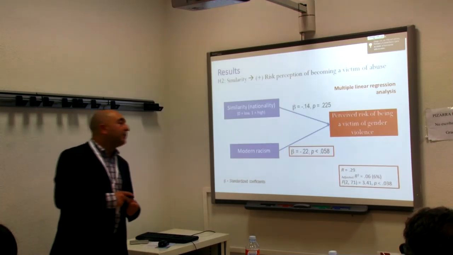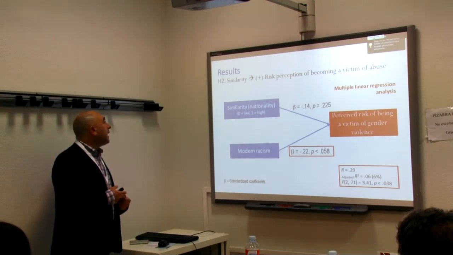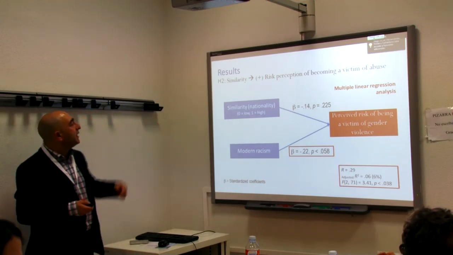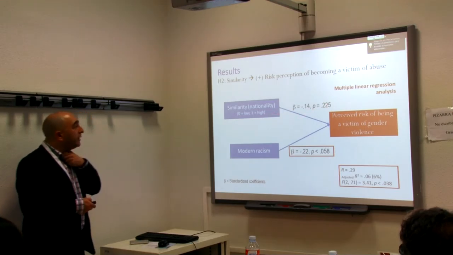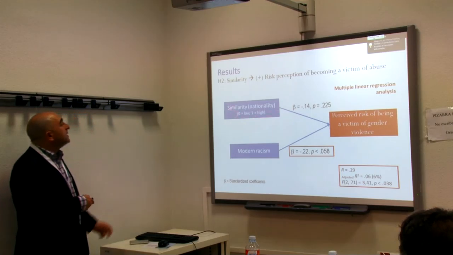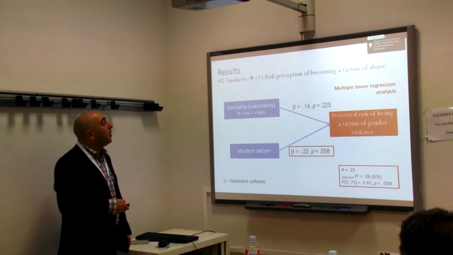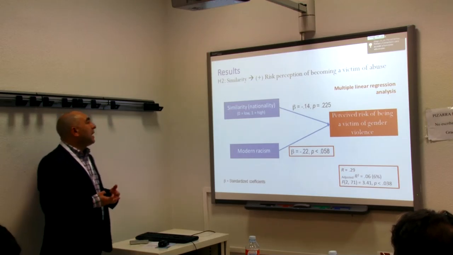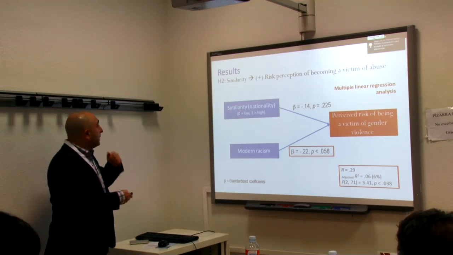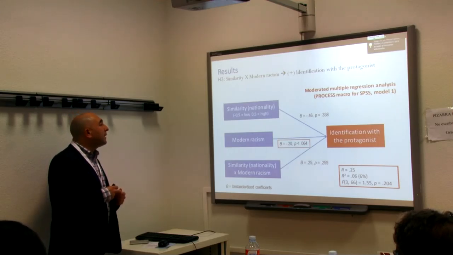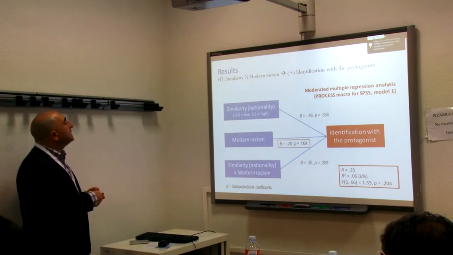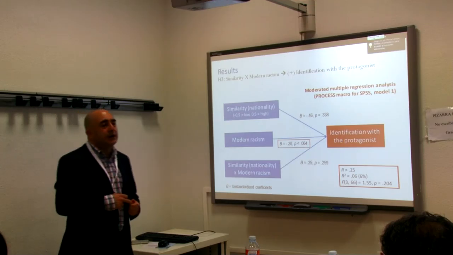The second hypothesis proposed that similarity has a positive influence on our main dependent variable, risk perception. Using a multiple linear regression, we found that similarity had no effect on risk perception. In this case, our hypothesis had to be rejected. Third hypothesis: here we are trying to understand whether modern racism is a moderator in the relationship between similarity and identification with the protagonist.